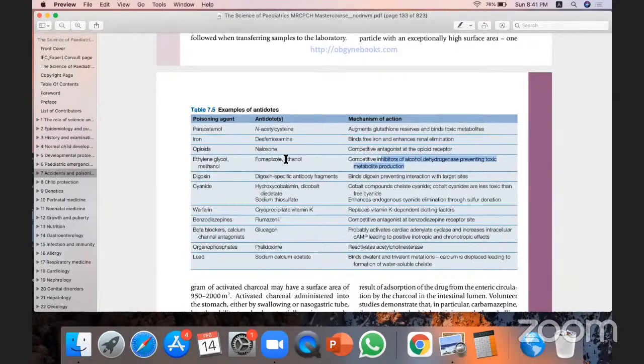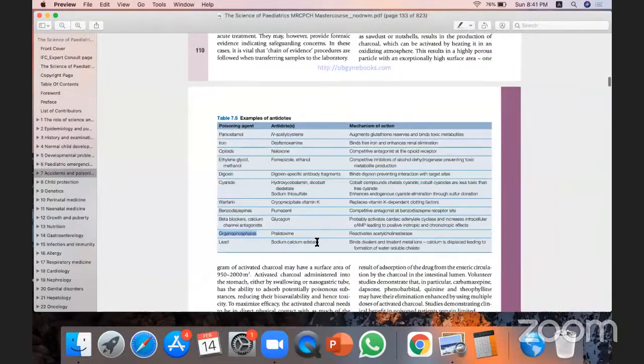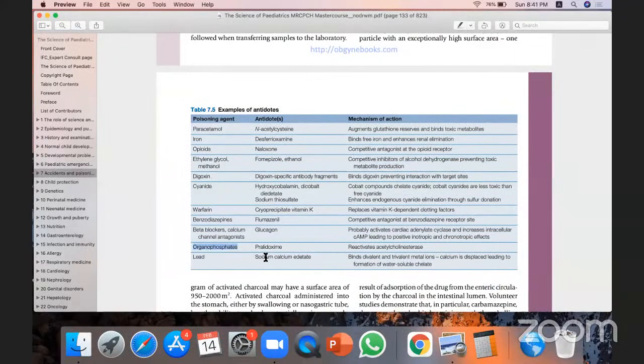Why do we use ethanol in case of ethylene glycol poisoning? Because it is a competitive inhibitor of the enzyme alcohol dehydrogenase. So you have to read everything. Warfarin, vitamin K; benzodiazepine, flumazenil. Most of them are competitive blockers. Okay, most of them are receptor blockers. This question came in exam. Organophosphorus, pralidoxime. Okay, and like this.